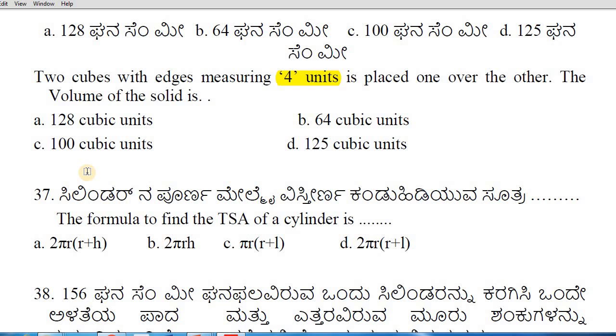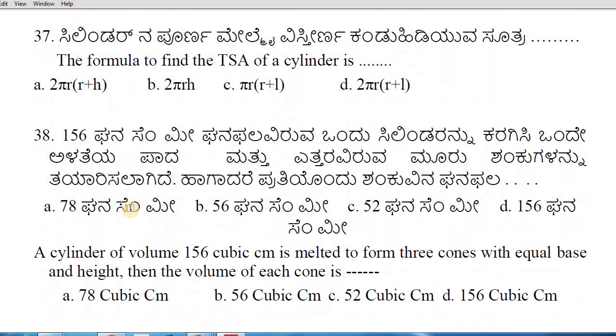Length will be 4 cm only. In breadth also no changes will be there, that is also 4 cm. But height changes, so 4 plus 4 will become 8. Height is 8. Now use the volume of cuboid formula, that is L into B into H. So 4 into 4 into 8, we'll get 128 cubic units. Option A is correct. Question number 37.